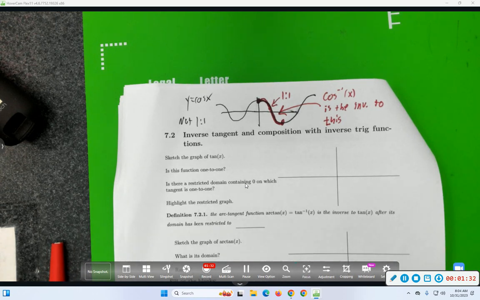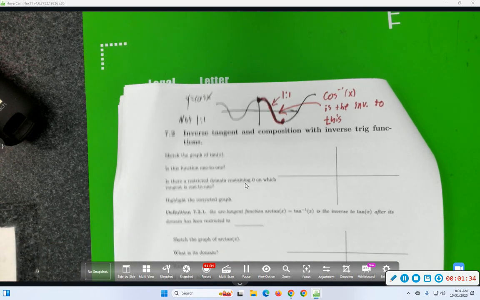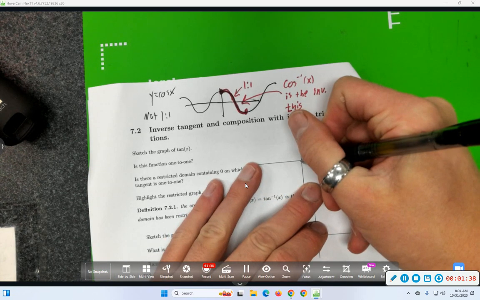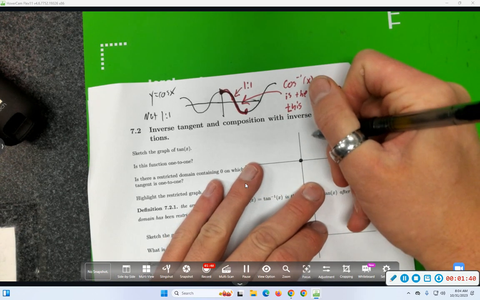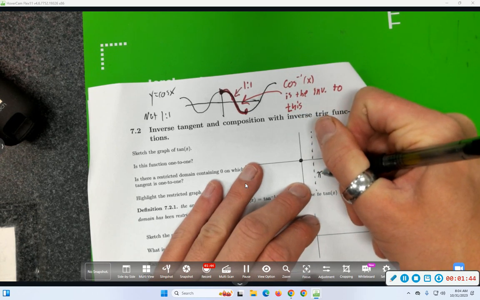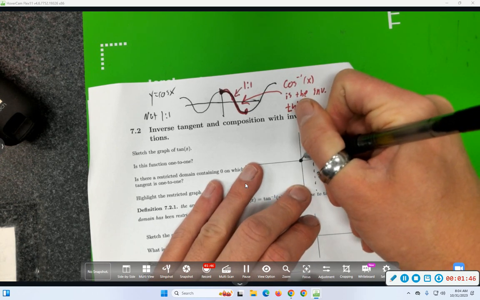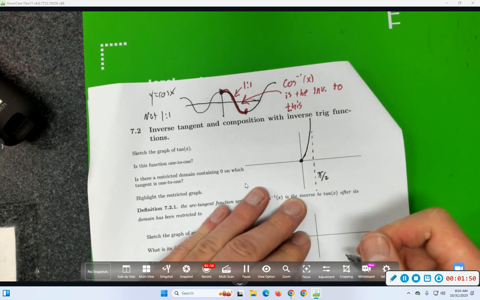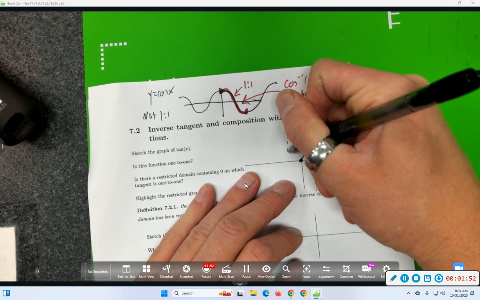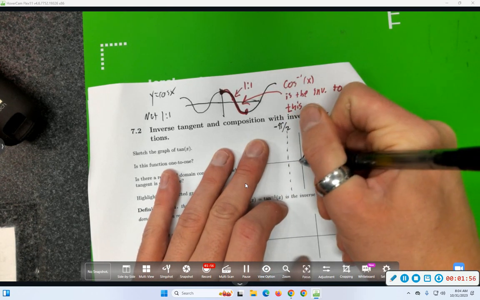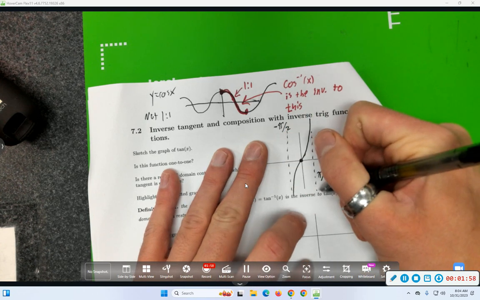Alright, but with that refresher out of the way, let's try to do the same thing for tangent. So let's start by graphing tangent. You might remember tangent of 0 is 0. It's got a vertical asymptote at pi over 2, which makes sense because pi over 2 corresponds to a vertical line. It's got a vertical asymptote at negative pi over 2, and then it repeats.